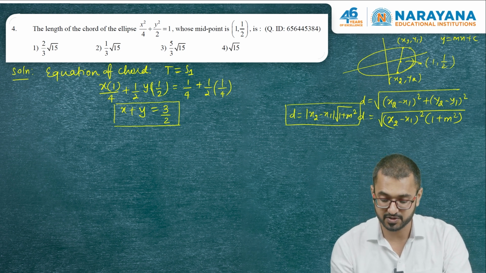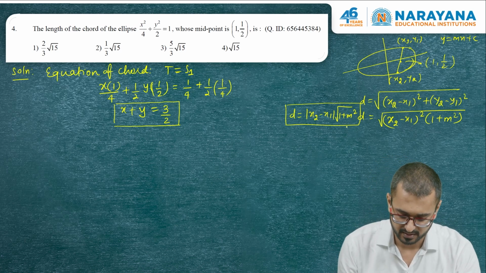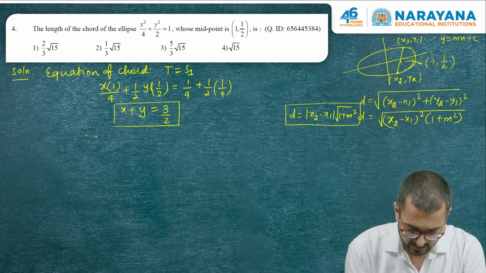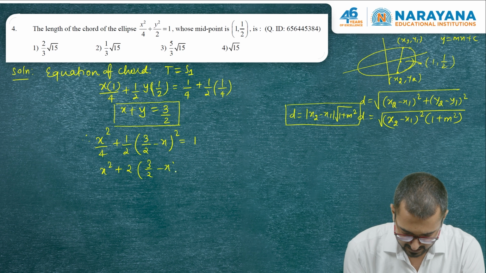M we already know, m is 1, right? Slope of this line, oh, so minus 1. Slope of this line is already minus 1, so that is done. So we need to find out only x2, x1. So let's plug in here. So I have x square by 4 plus 1 by 2 times y square is going to be 3 by 2 minus x square is equal to 1. So we'll write down here x square plus 2 here, and then 3 by 2 minus x the whole square is equal to, we'll take the LCM, 4.